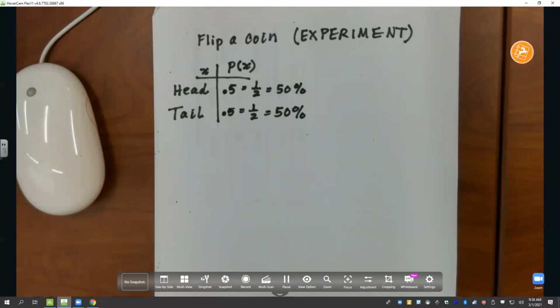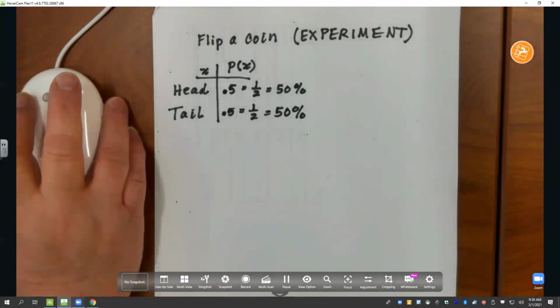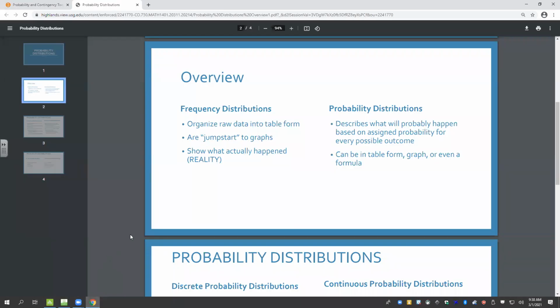Okay? And there are different types of probability distributions. And we're going to look at a few of each type. So the difference is the frequency distribution is your reality. It tells you what really happened. A probability distribution is going to tell you what should happen, if everything worked the way it's supposed to, based on the probability. Now, I showed it to you in table form, but just like with a frequency distribution, it can also be displayed as a graph. And we can even use a formula.